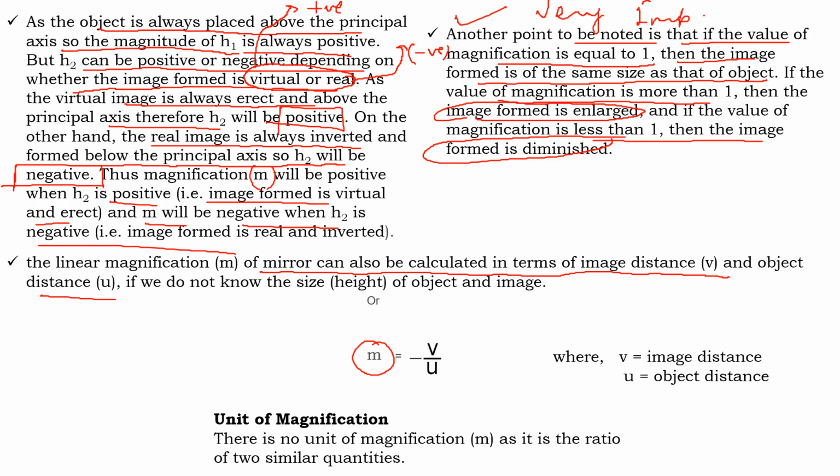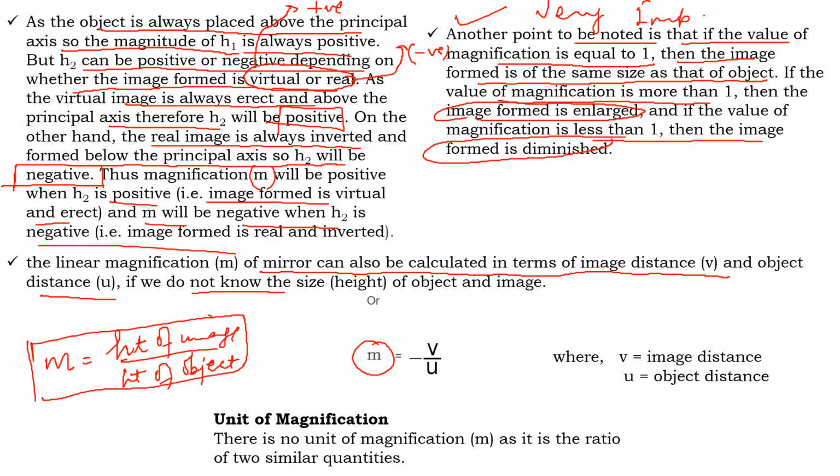The linear magnification of a mirror can also be calculated in terms of image distance v and object distance u, if we do not know the size or height of the object. Just now we have studied that magnification was calculated with the formula height of image by height of object. Now when you don't know the height of image and object, then we can calculate with the distance formula. M is equal to minus v by u.